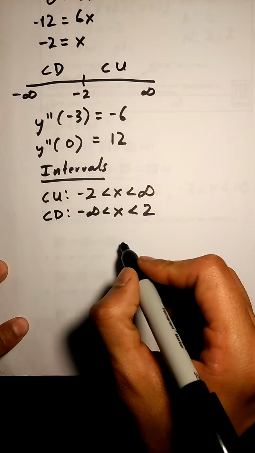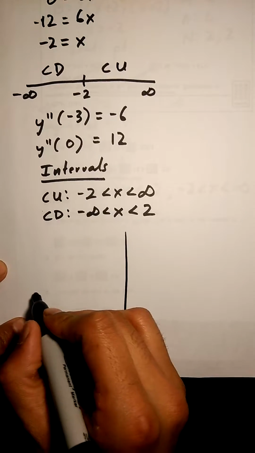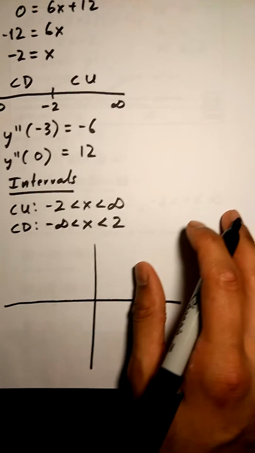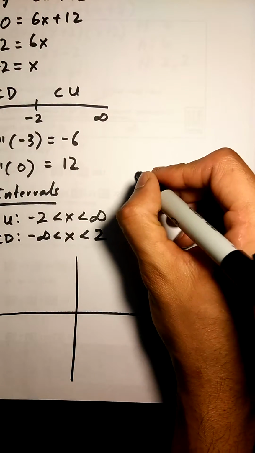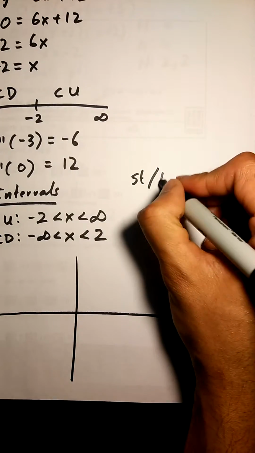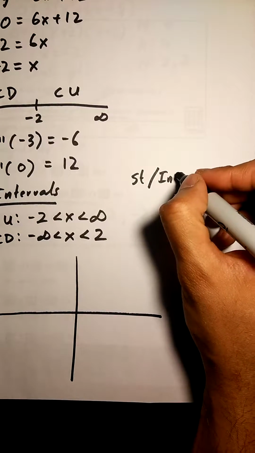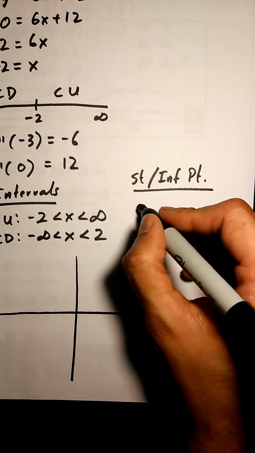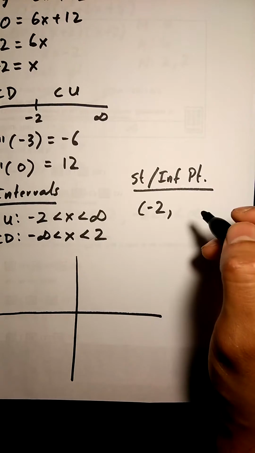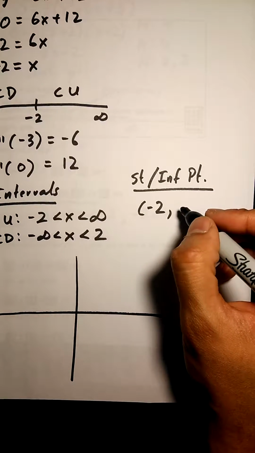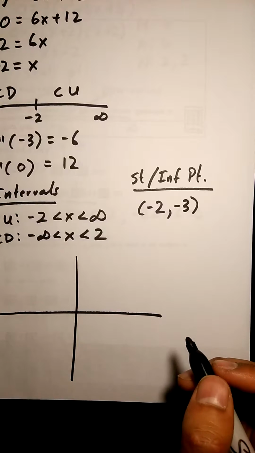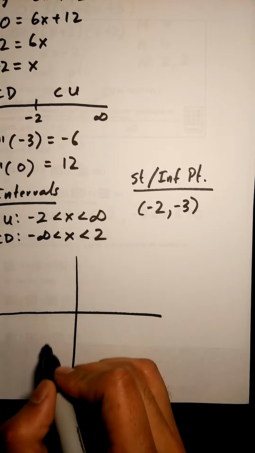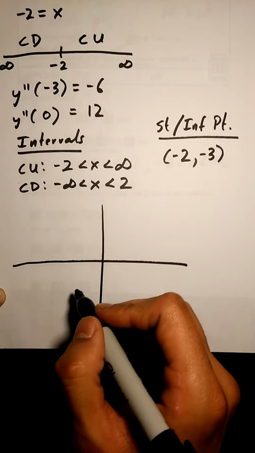Last, I can sketch out this problem. Should be pretty easy. So you only have one point. Let's find our point. You know that it's a stationary and inflection point. You know that the x value is -2, the y value is -3. And I sub that back into the original equation. I'm going to plot this point here on my graph.